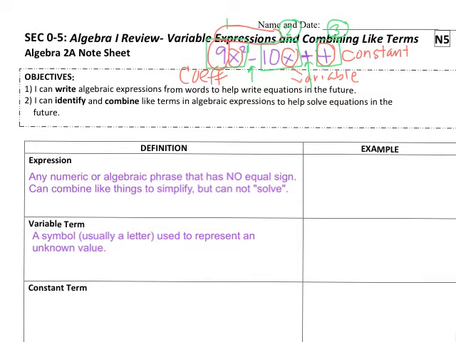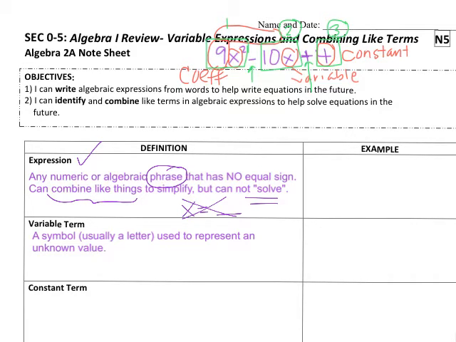So taking a look at the formal definition of expression, this is any numeric or algebraic phrase that has no equal sign. If you take a look at the one that I've written at the top there, there's no equal sign. This is just a phrase. We can combine like things to simplify it, but we cannot solve an expression. An expression is not something that we want to end up with x equals something. That's not our objective with expressions. We're just going to be combining like things.